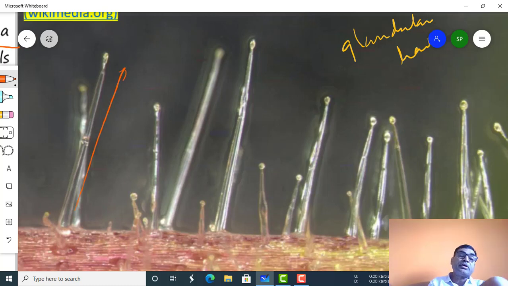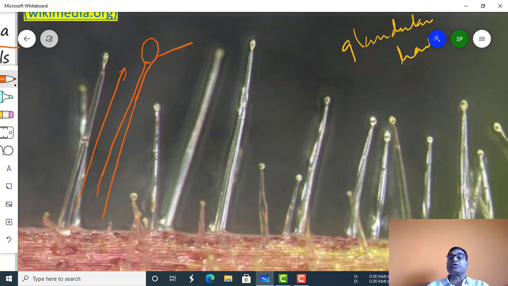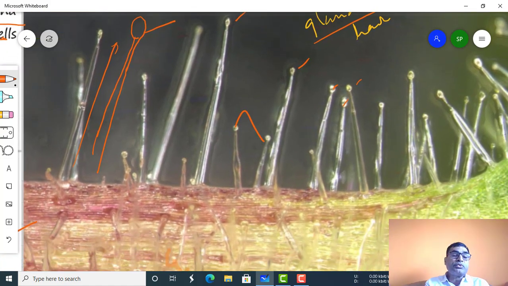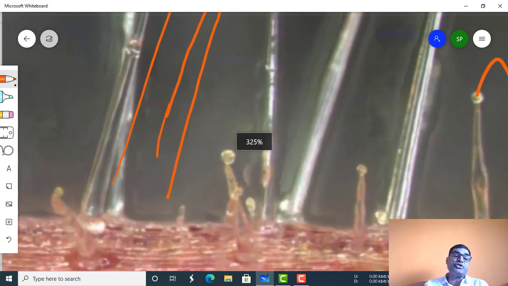You will see here a glandular structure observed on the hair or trichome. Such a structure is called a glandular hair. All these are the glands. If the gland is present at the tip of the hair or trichome, then it is called a glandular trichome or glandular hair. If you see here, this one is multicellular.